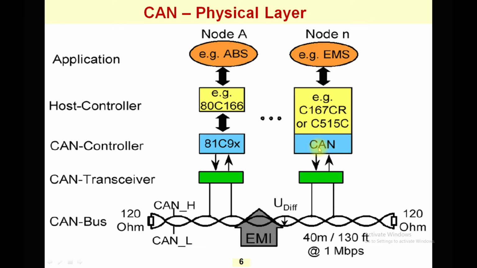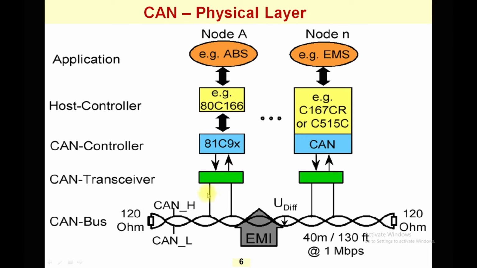So on-chip CAN module, then there is a need for a CAN transceiver. The CAN transceiver will convert the TXD and RXD data into differential data. It will transfer the data from the microcontroller to the CAN bus, as well as from the CAN bus to the microcontroller, as we see here in this slide.